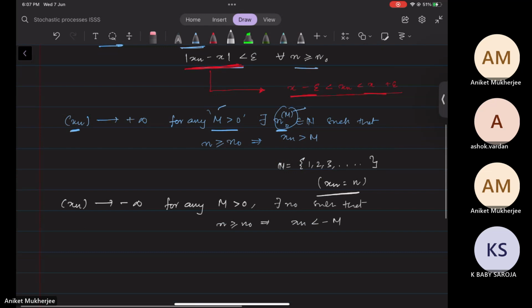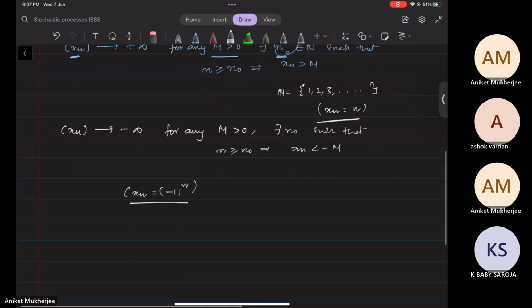They keep on oscillating. So suppose you have a sequence where you have xn equal to (minus 1) to the power n. So this sequence doesn't converge. It doesn't diverge off to plus infinity, doesn't diverge off to minus infinity. It keeps on oscillating between plus 1 and minus 1. Okay. I hope that is clear.